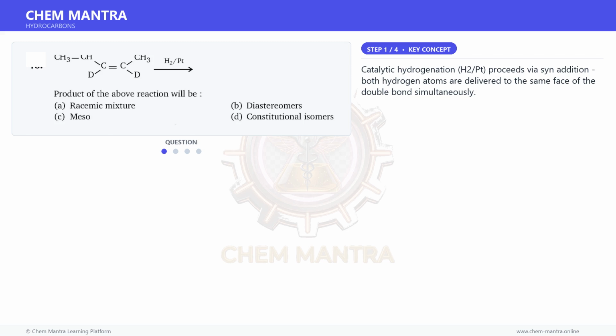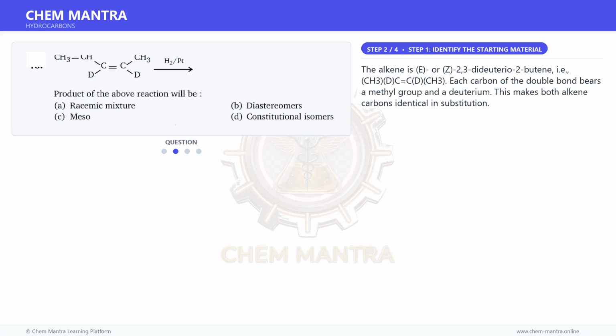Catalytic hydrogenation, H2/Pt, proceeds via syn addition. Both hydrogen atoms are delivered to the same face of the double bond simultaneously. Moving on to the next step.